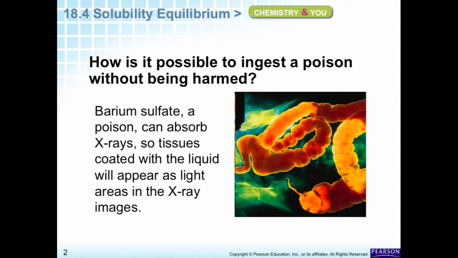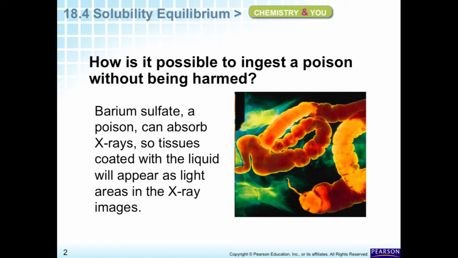Many times, if people go to get an X-ray done of their intestine, or their GI series we call it, they give them some barium sulfate, which is a poison. But it can absorb X-rays, so you can see what happens. So these tissues, which usually we wouldn't see in an X-ray, all of a sudden appear in an X-ray. How is this possible? Any ideas?